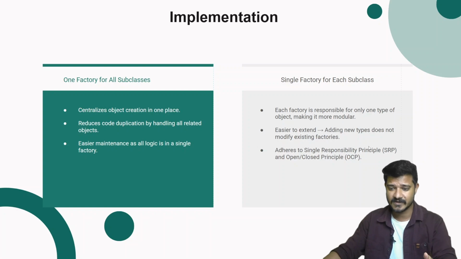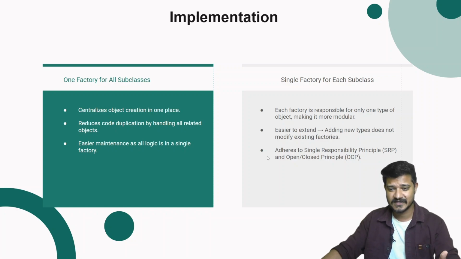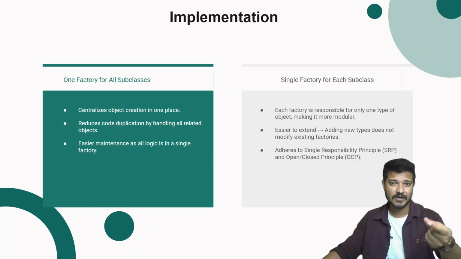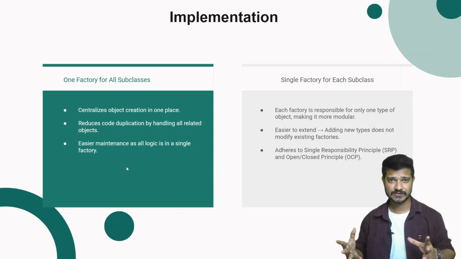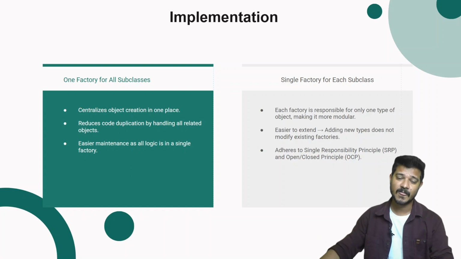If you have multiple classes, your single class won't become bulky like in this case of a single factory, right? And modifying things in the second approach is much easier, because if you are making any changes in one class, only its factory needs to be updated, right? So yeah, these are the differences between the two approaches that we discussed, and this is how you implement the factory method pattern using two different approaches.